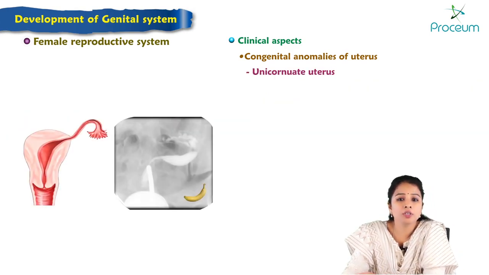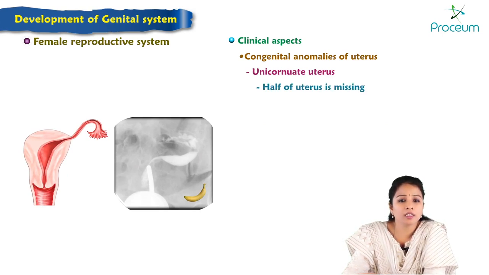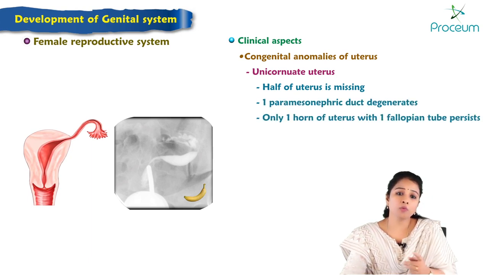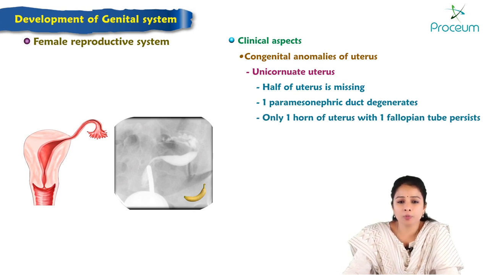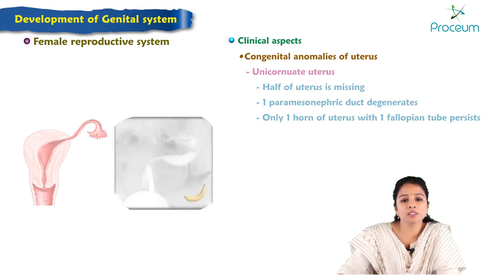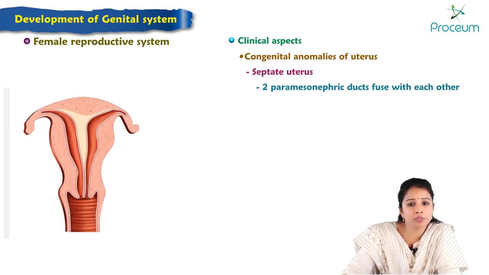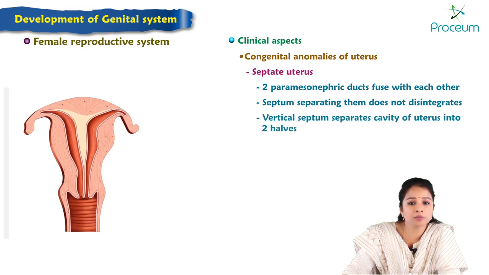Unicornuate uterus. In this condition half of the uterus is missing, and it occurs when one paramesonephric duct degenerates so that only one horn of the uterus with one fallopian tube persists. The next condition is septate uterus. In this condition, the two paramesonephric ducts fuse with each other, but the septum separating them does not disintegrate. As a result, a vertical septum separates the cavity of the uterus into two halves. So that is about the septate uterus.